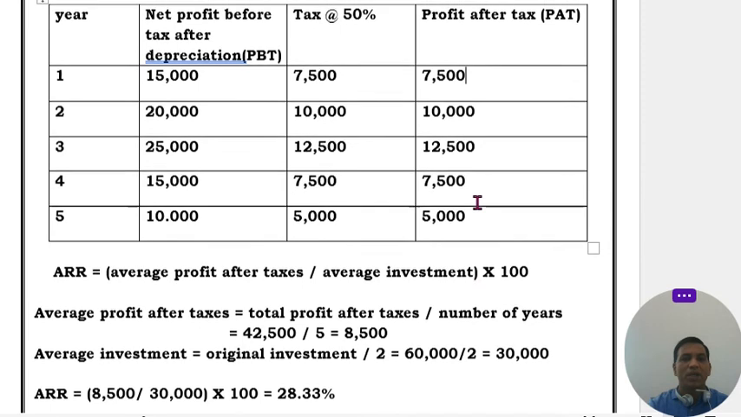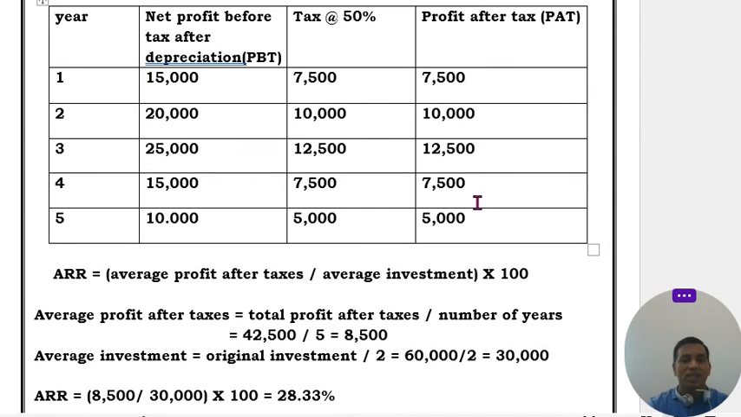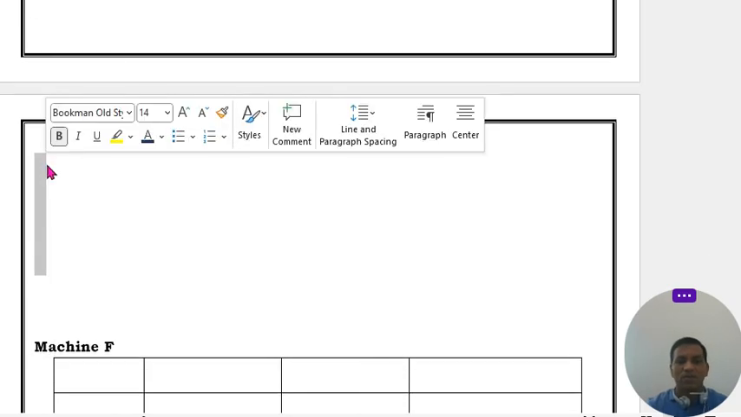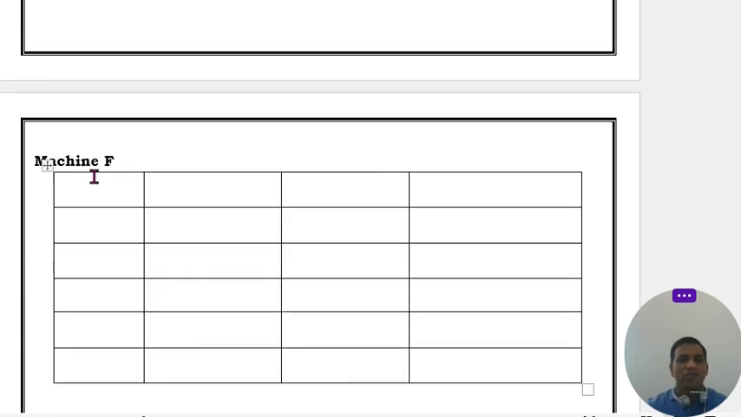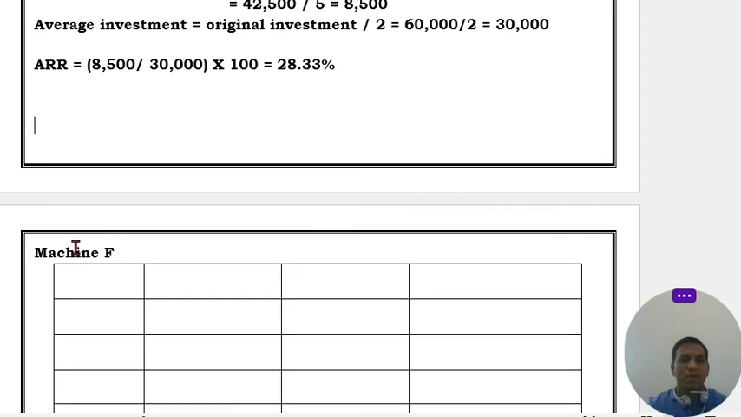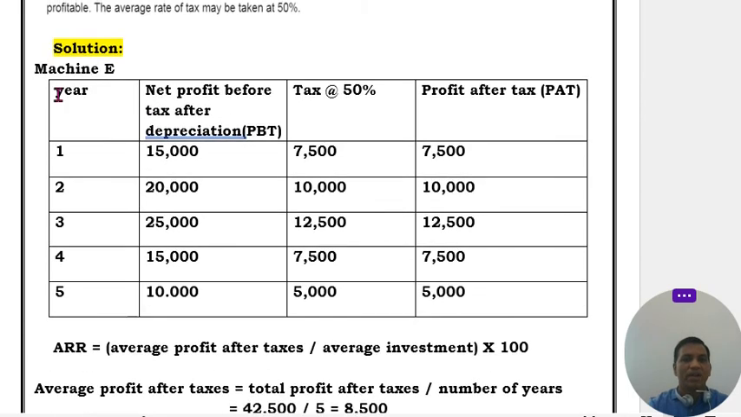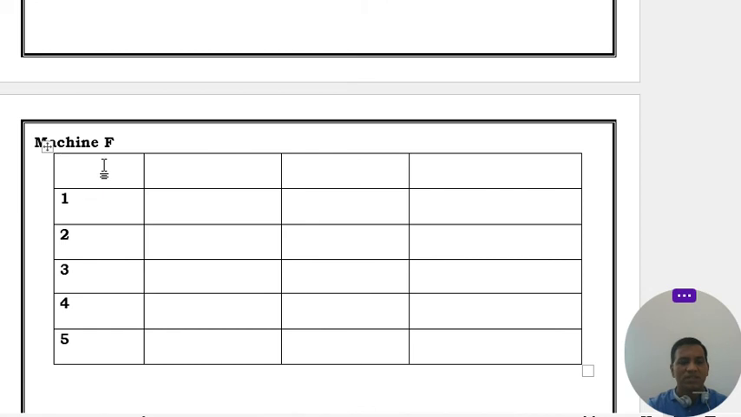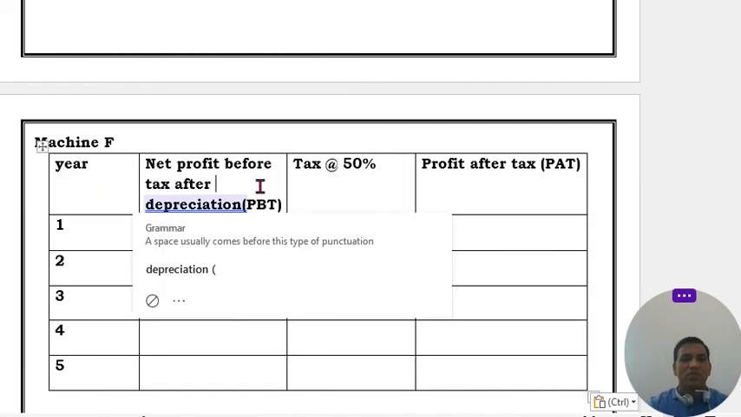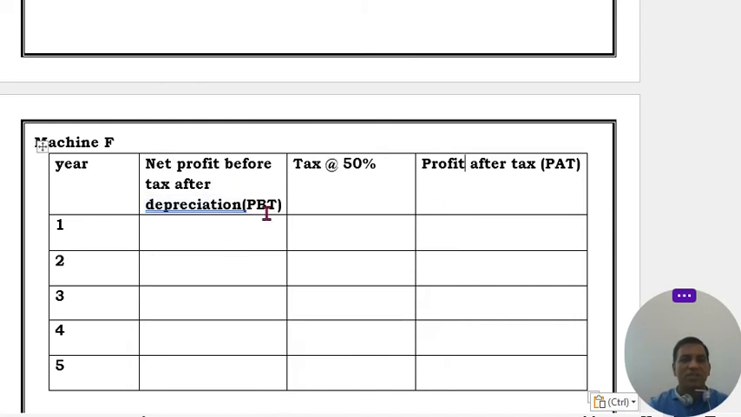In the same way, I am going to calculate for mission F also, and then we will write down the decision. So let us go to mission F here. First column is the year column. All headings will be the same, because for mission F also, what is given? Profit before tax after depreciation is given, that is nothing but PBT.